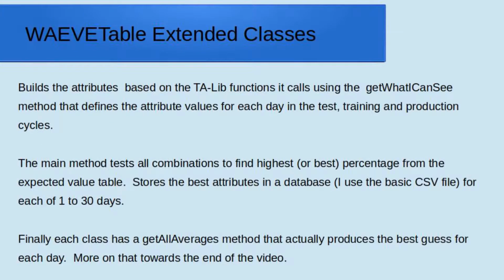All of the subclasses of Wavetable do 2 things. The first is to build the attributes based on the technical analysis function they're using, with the get what I can see method, which defines the attribute values for each day in the test, training, and production cycles. The main static method tests all these combinations to find the highest or best percentage from the expected value table. These best parameters are stored in a database. I use a basic CSV file for each of the 30 days.